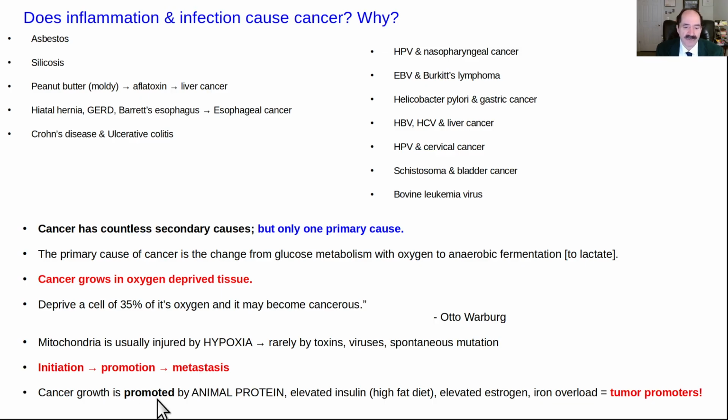Anyways, cancer growth is promoted by animal protein. Yeah, that's meat. That's also dairy, anything that comes from an animal. Elevated insulin, high-fat diets, elevated estrogen, the hormonal effect on cancers, iron overload, increased oxidative stress, increased mutations. These are all things that end up promoting tumors. So that's why a cancer patient and somebody who wants to prevent cancer should not eat anything from an animal. That's why it's better to eat a low-fat diet.